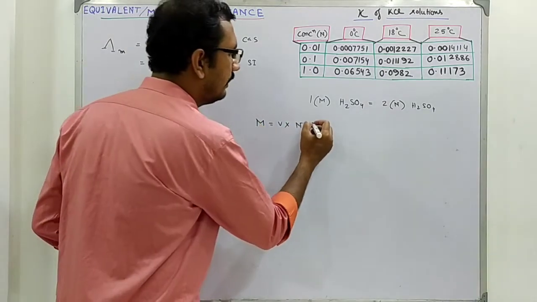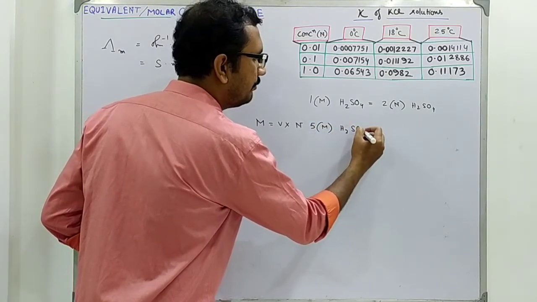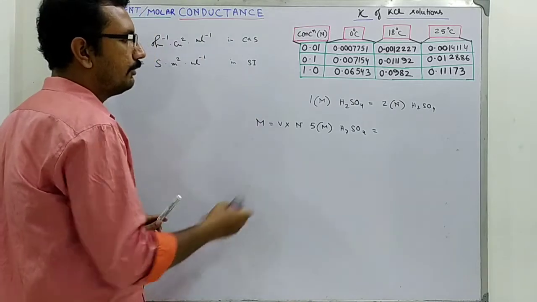Let us check with some other values. Now, what will be the normality of 5 molar H2SO4? What will be the normality?